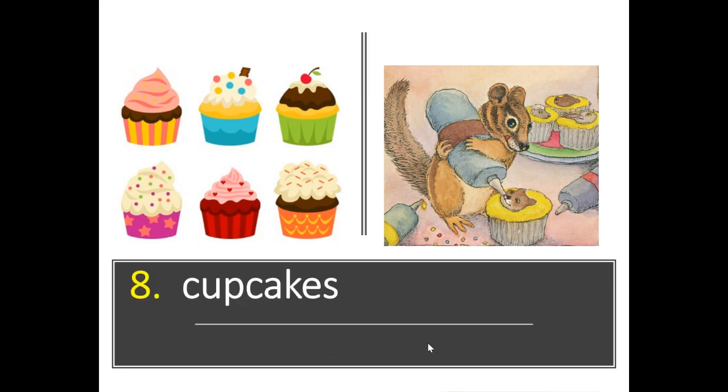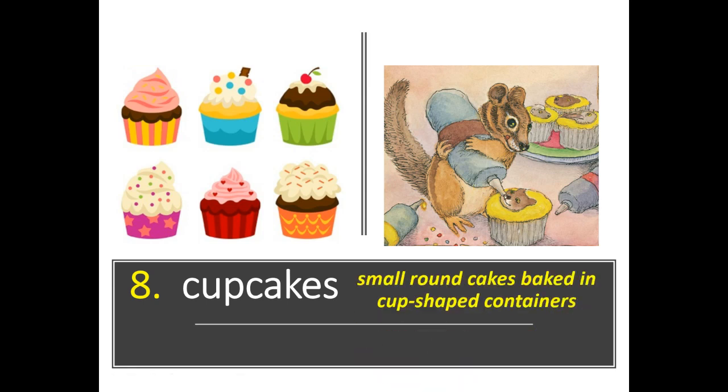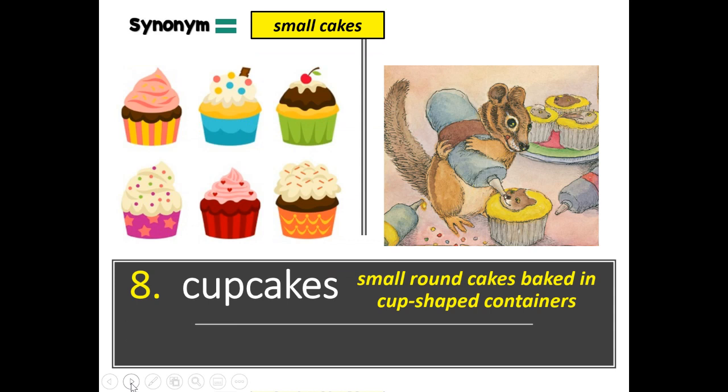So this is a compound word. First write cup, C-U-P, cup, and then you write cakes and you put it together. It says cupcakes, C-U-P-C-A-K-E-S. One cupcake, two cupcakes. Cupcakes. What are cupcakes? Small round cakes baked in cup-shaped containers. That's why they call them cupcakes. They're in cup-shaped containers and they're small cakes. A synonym or a shorter definition could be small cakes.